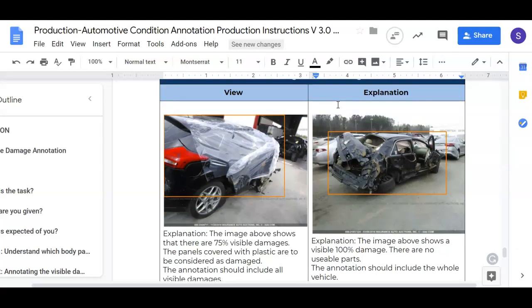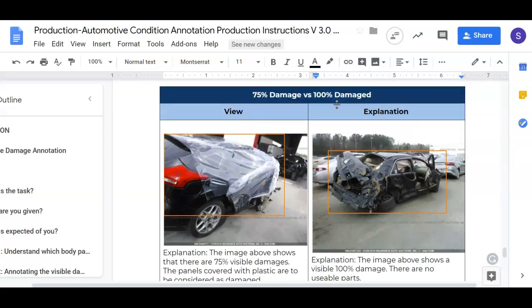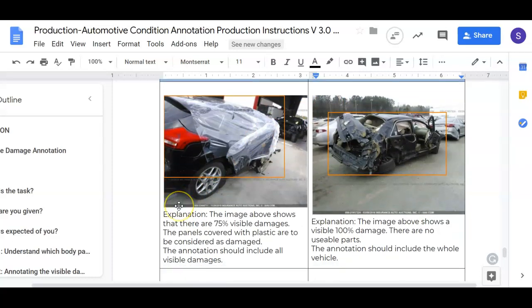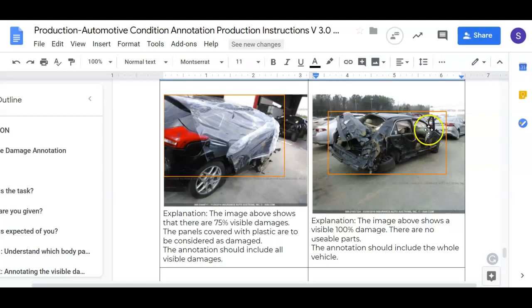Now what we're going to look at is the difference between 75% and 100% damage. So basically, panels that are covered with plastic are considered to be damaged, okay. So which means, from the way we can see it, it seems like more than half of the vehicle is damaged. Only, if you want to assume, maybe this part is not damaged. So we will treat this as 75% visible damage, because you can only see this part here. And a majority of this angle, the vehicle is heavily damaged. Okay. And this one, obviously 100% damage. Looking at the angle here, everything is completely damaged. So this is a 100% damage.